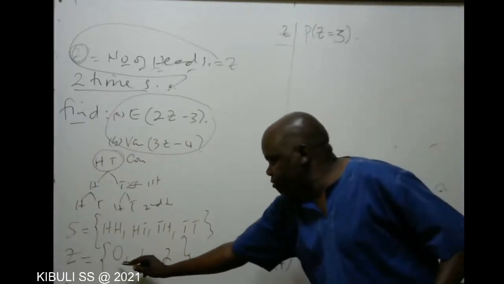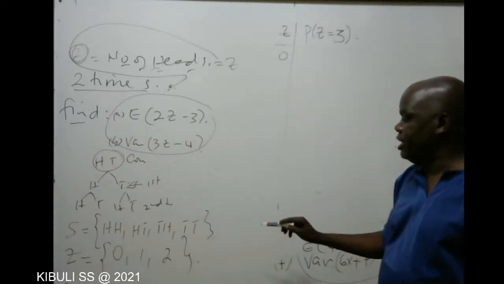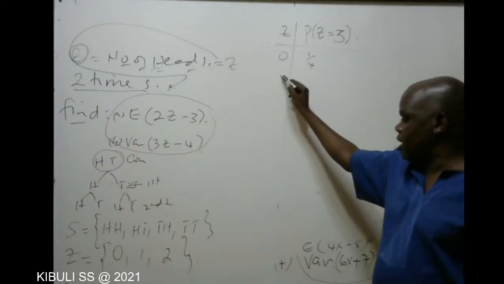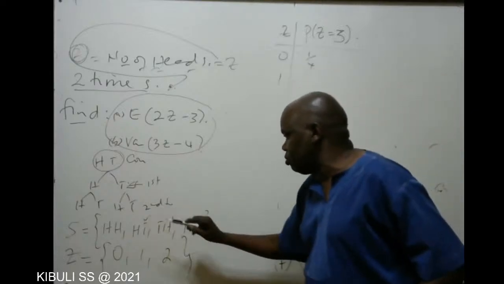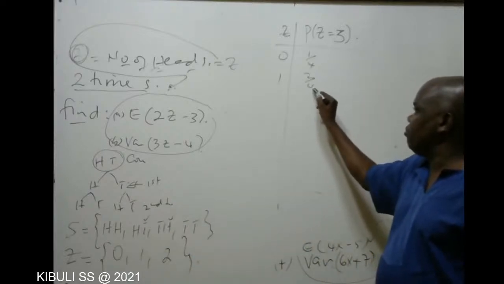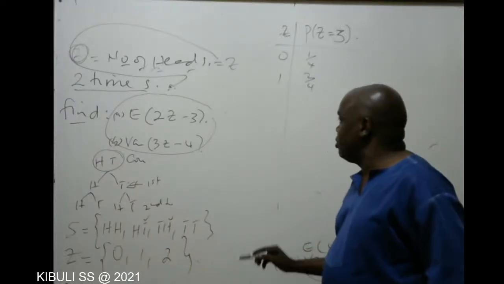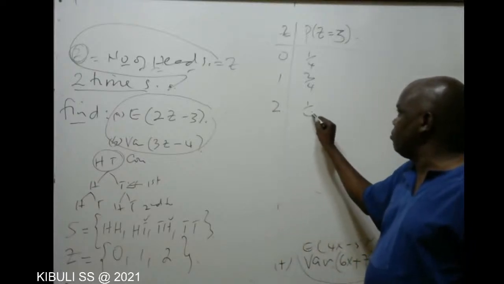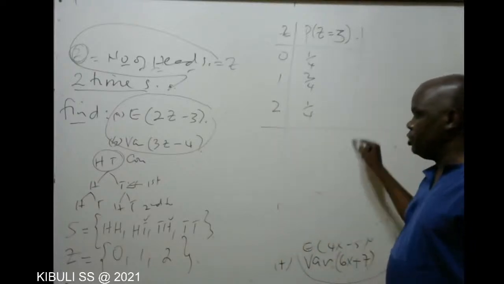So we may have no head, that means they're all tails, and this is a quarter. We may have 1 head, this 1 and 2: one head, one head, one head. So that's 2 out of 4. Then we may have 2 heads, 1 out of 4. So now what do we do from here?